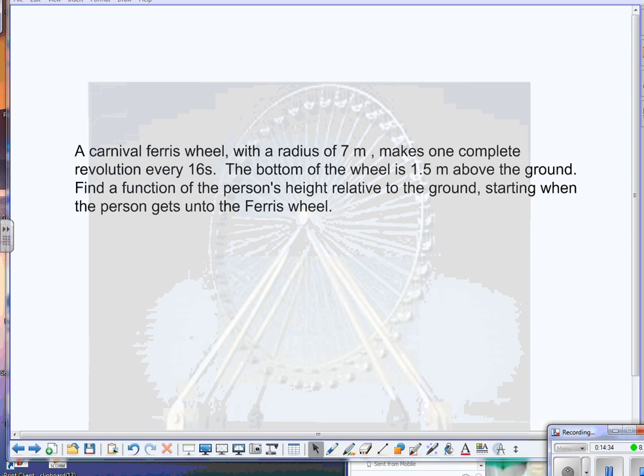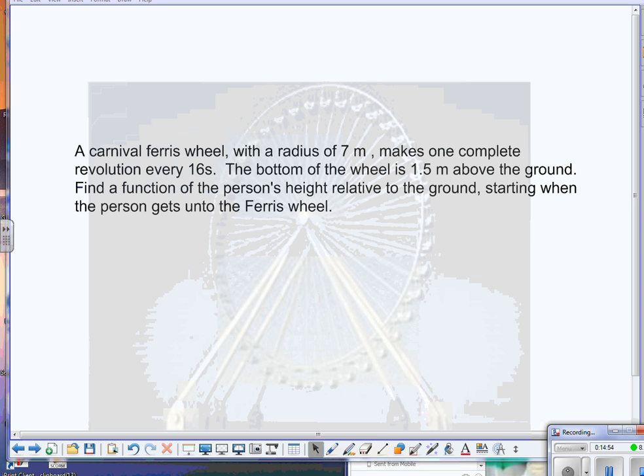Last question, of course, has to be a Ferris wheel problem. The Carnival Ferris wheel with a radius of 7 meters makes one complete revolution every 16 seconds. The bottom of the wheel is 1.5 meters above the ground. Find a function of the person's height relative to the ground, starting when the person gets onto the Ferris wheel.